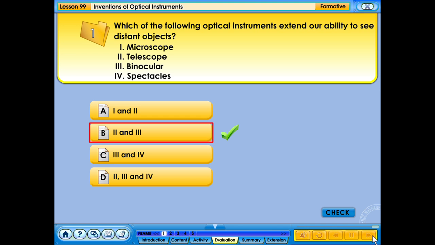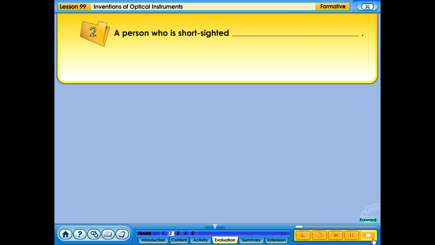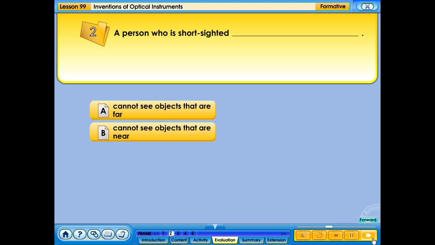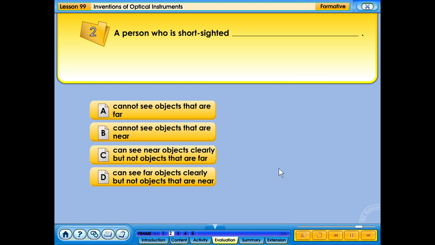Your answer is correct. A person who is short-sighted, A. Cannot see objects that are far, B. Cannot see objects that are near, C. Can see near objects clearly but not objects that are far, D. Can see far objects clearly but not objects that are near. Your answer is correct.